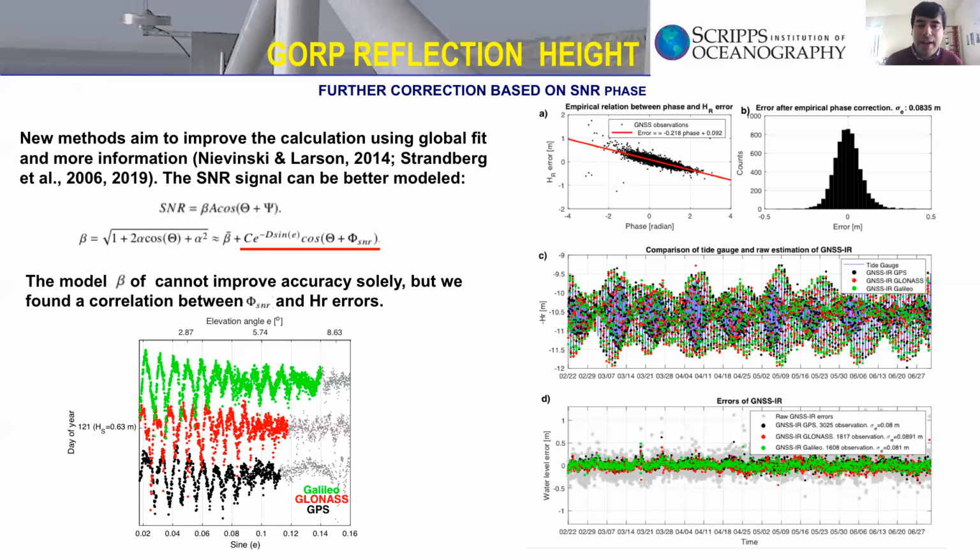Therefore, we are reducing the error, and here you can see a comparison: in the gray dots, the error we were having before the correction, and in color, the new errors, which are half of those from before. So this is very good news.